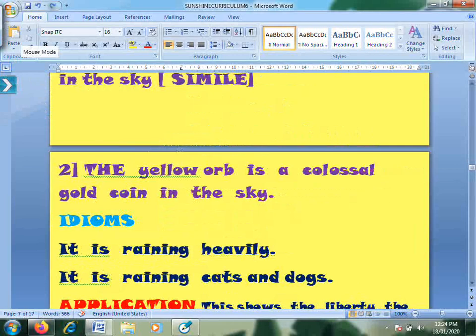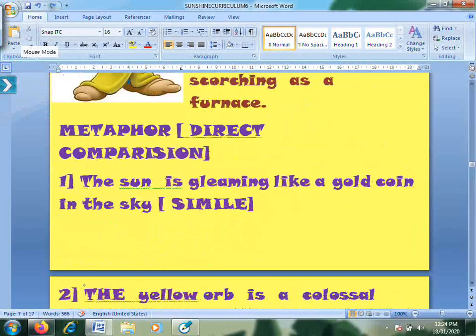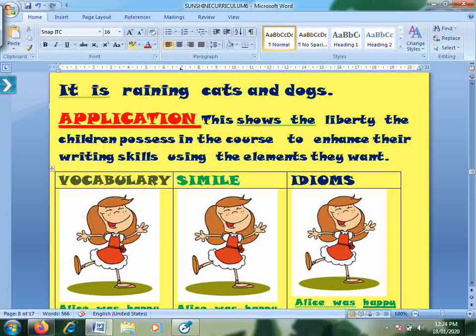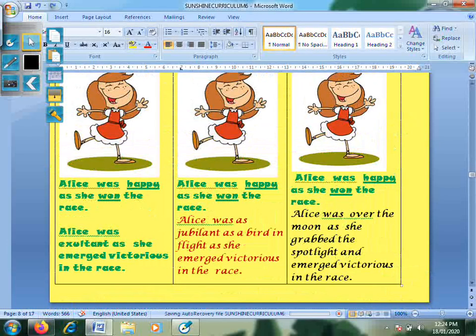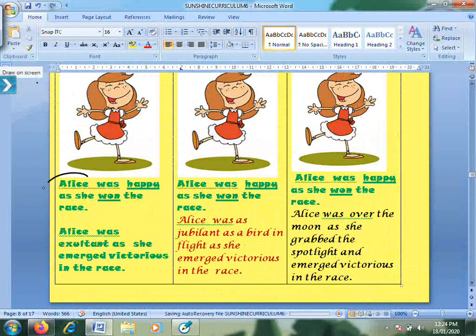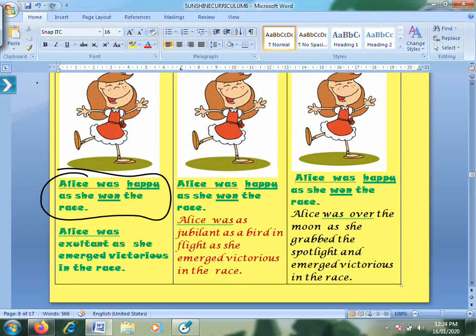Now, how do we go about with this in class? Once we are done with the elements, how is it that it makes the kids independent? So, this is the structure. Alice was happy as she won the race. This is something I give them. Now, to enhance this is on their head. Either they can do it only by using vocabulary: Alice was exultant as she emerged victorious in the race.